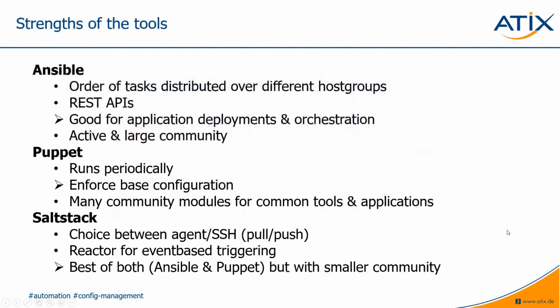If I have a look at Ansible, the Ansible advantage is that I can run tasks distributed over several host groups and use this, for example, to install a Kubernetes cluster, something where the ordering is very important. Because first I have to set up the first host, then connect the other hosts which are needed for the control plane, and then take in all those worker hosts. Ansible is also great to talk to REST APIs, which means I can use Ansible to configure my network switches. And for those, often there are already roles available. And since Ansible is very good at this, I push something to my system and it's more this fire and forget principle. This is often used for application deployments and orchestration.